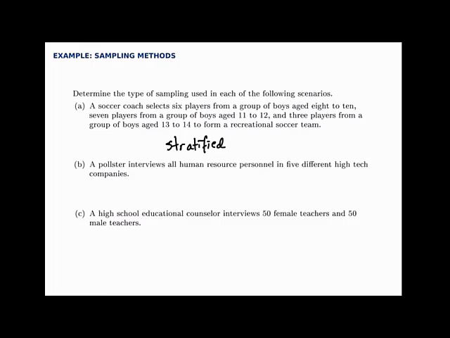Now generally with stratified sampling, we select the same number from each group. In this case, the coach didn't do that. He selected 6 from one group, 7 from another, and 3 from another. But generally speaking, with stratified sampling, we select the same number from each group.